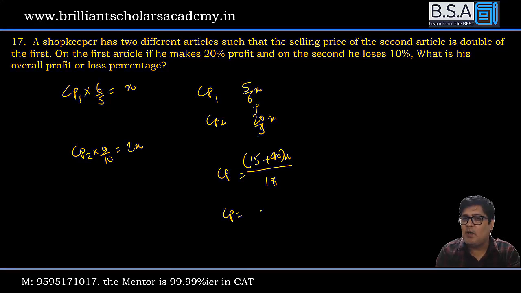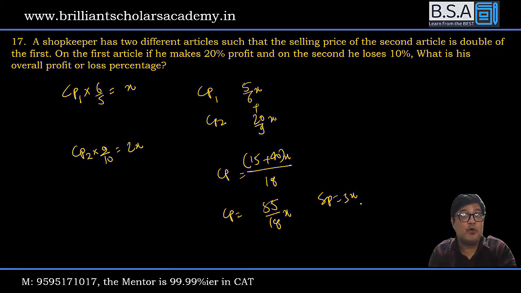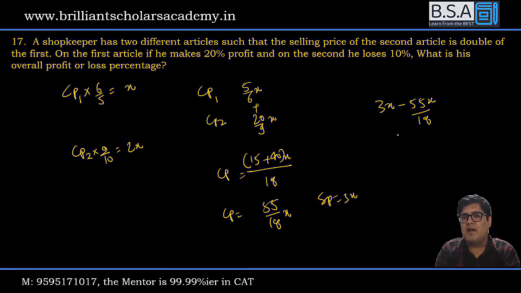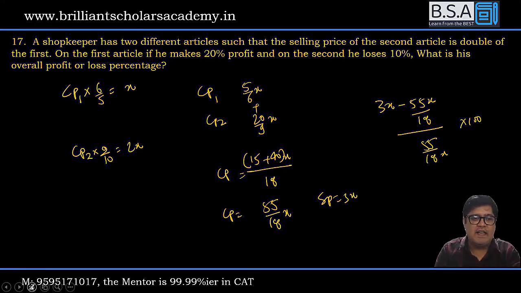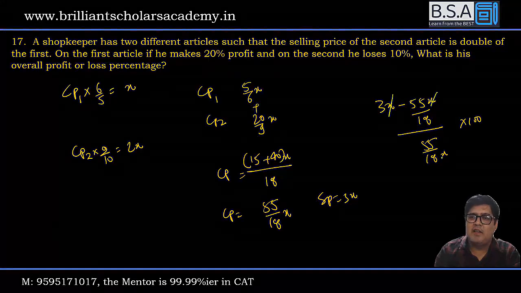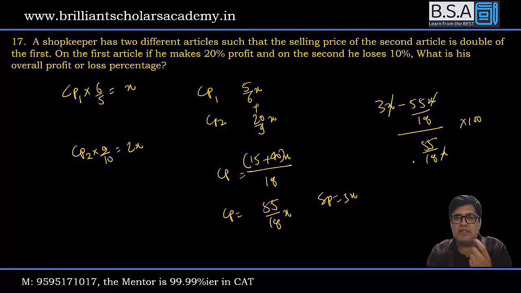Cost price is equal to what? 55 by 18, X. What is total selling price? Selling price is equal to 3X. You want to know profit loss? SP minus CP upon CP into 100. So what is getting cancelled? What is getting cancelled from all of these? X does not matter.